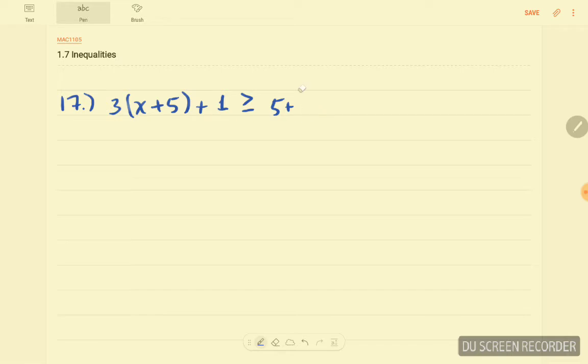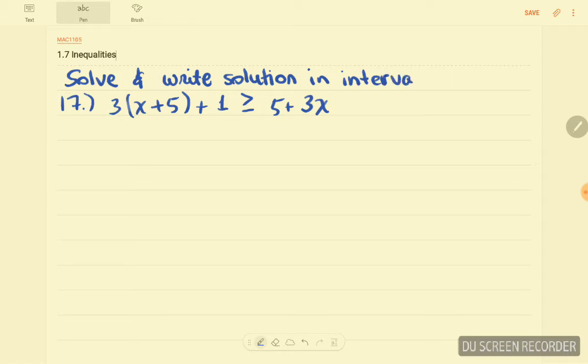And that's actually supposed to be a 3x. And so the directions are solve and write the solution in interval notation.